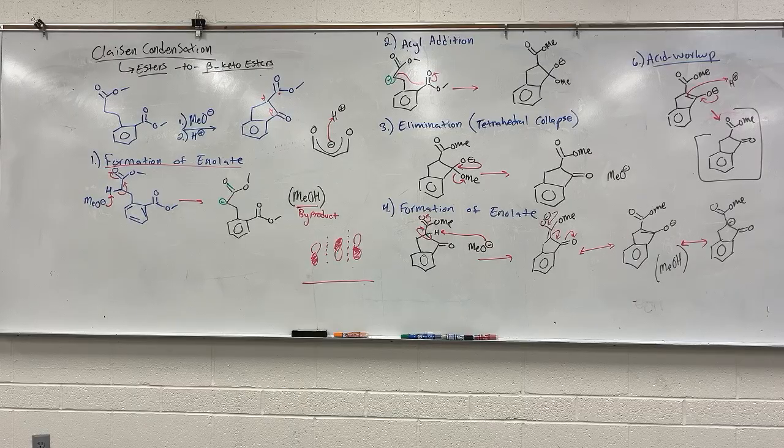Then, also next week, we have Michael addition and Robinson annulation. Robinson annulation is a Michael addition followed by an intramolecular aldol. That guy really got off easy. He stole 2 reactions that already had names and named them after himself combined. Michael and Robinson, and that's the end.